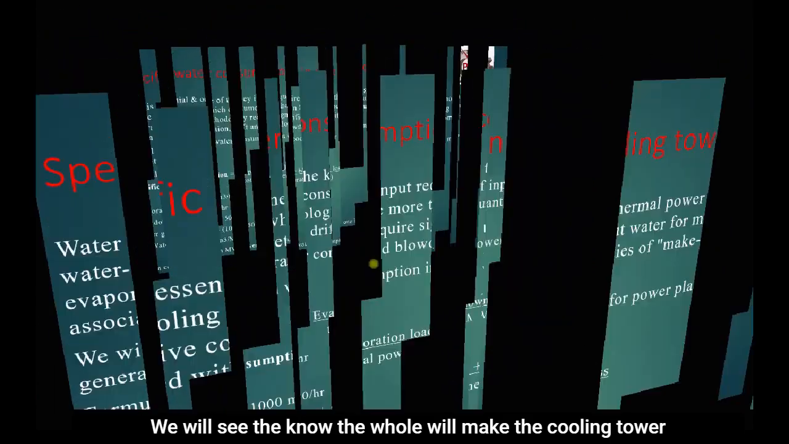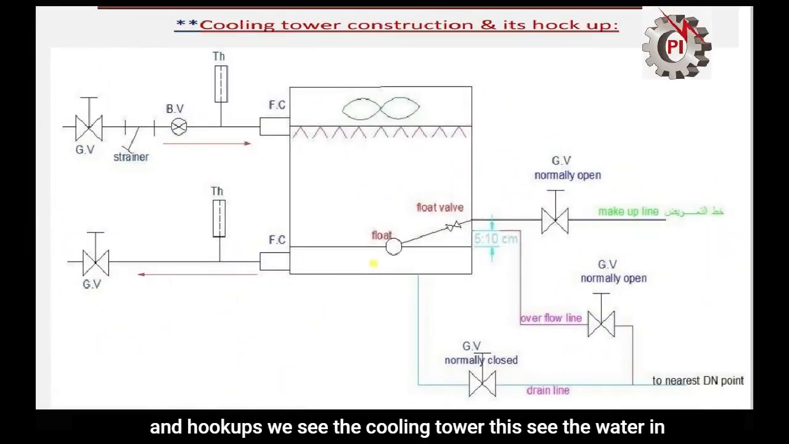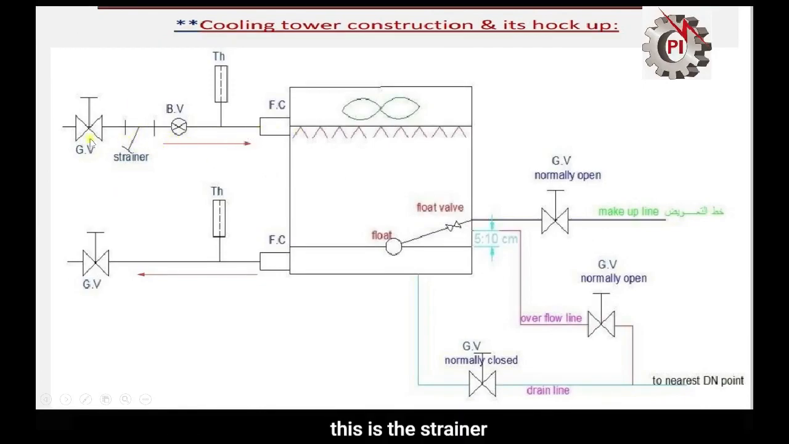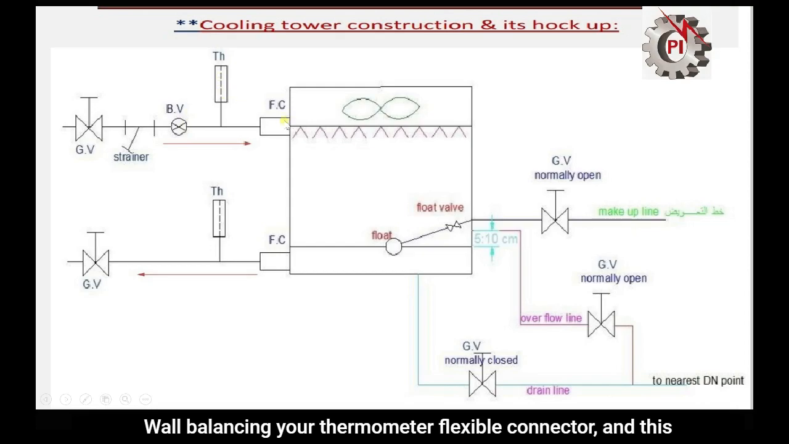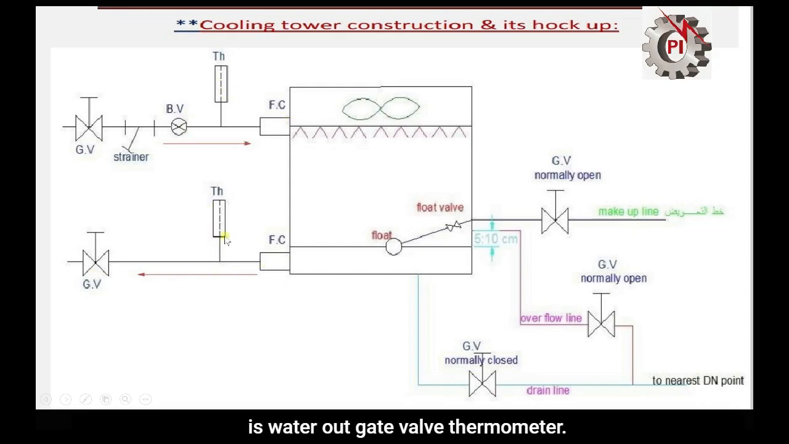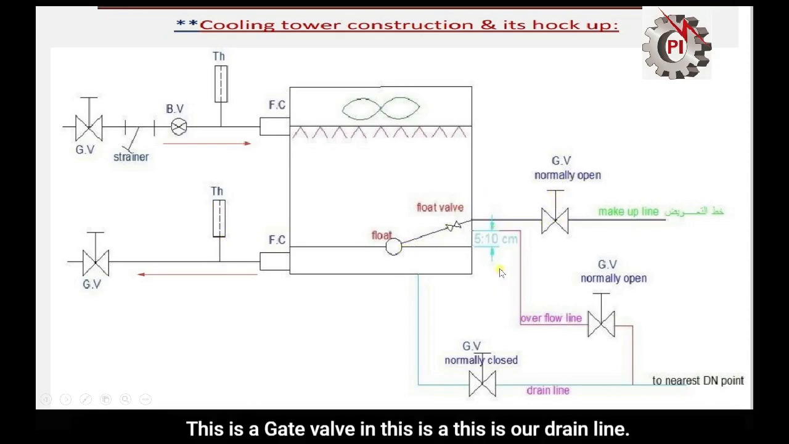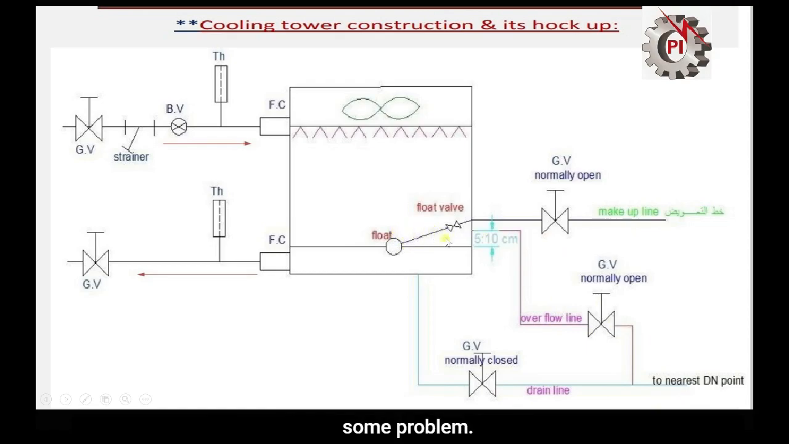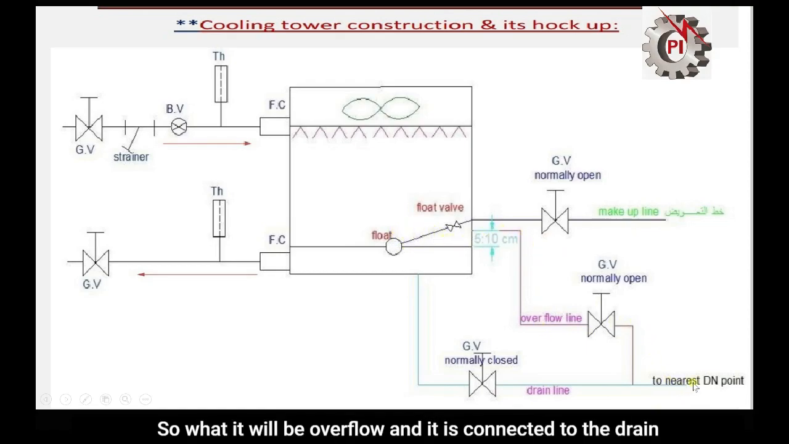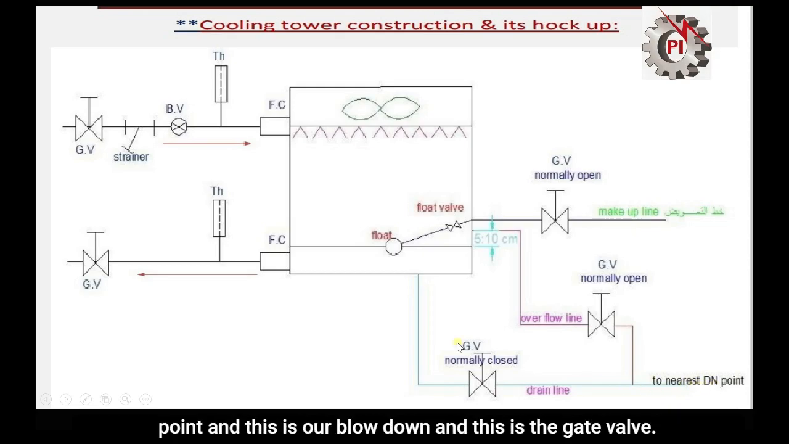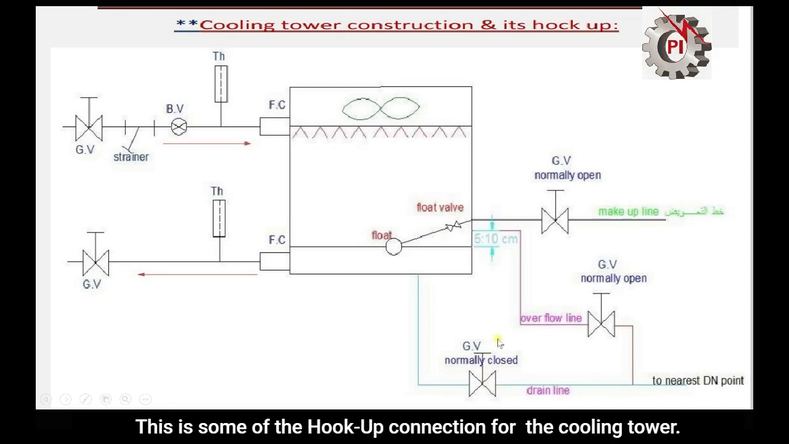We will see how to make the cooling tower hookups. This is the cooling tower. This is the water in. This is the strainer, gate valve, balancing valve, thermometer, flexible connector, and this is the water out, gate valve, thermometer. This is the float valve for the makeup line. This is the gate valve. This is our drain line. This is the overflow line. If the drain valve has some problem, the water will overflow and it is connected to the drain point. And this is our blow down, and this is the gate valve. These are some of the hookup connections for the cooling tower.